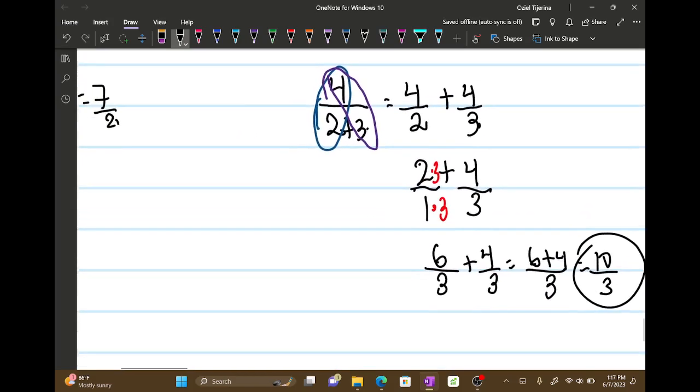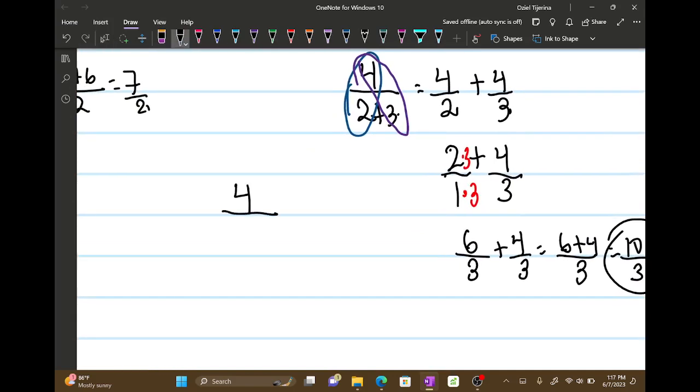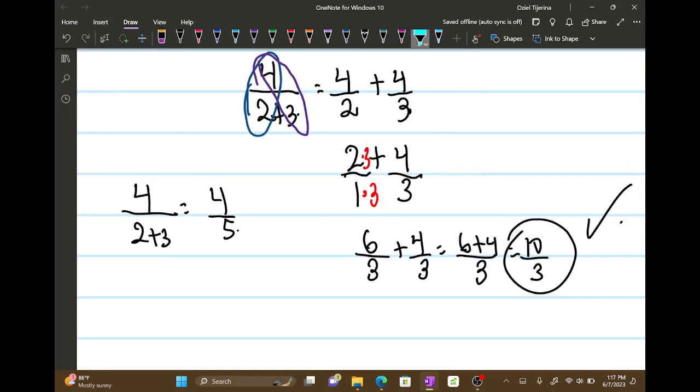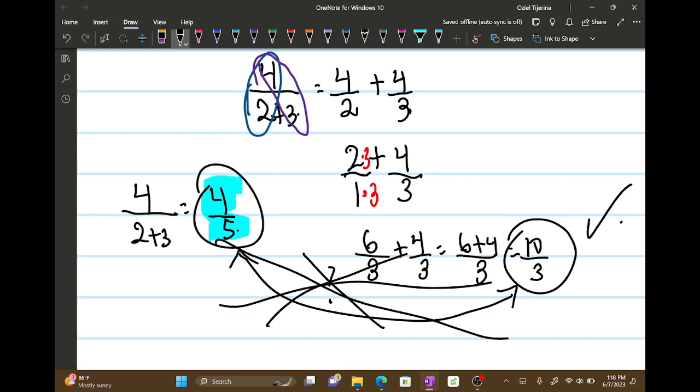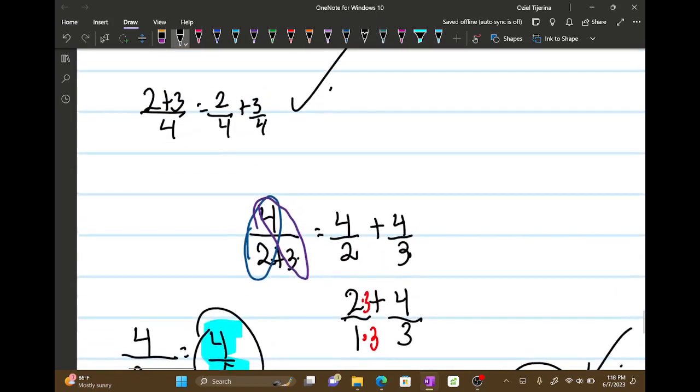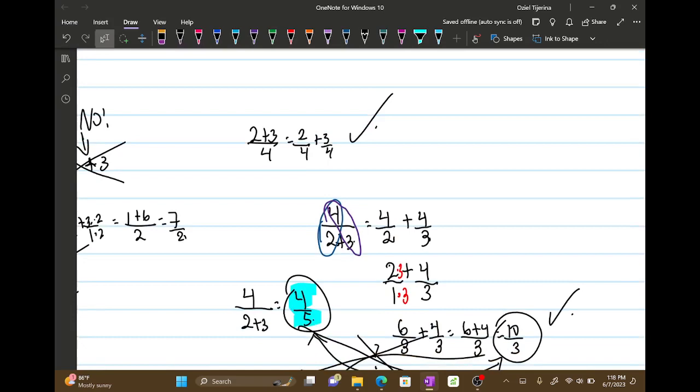But 4 over 2 plus 3 is really 4 over 5. But is that equal to this? No, it's not. They're not equal to each other. So we have to be careful. We have to be careful, guys.